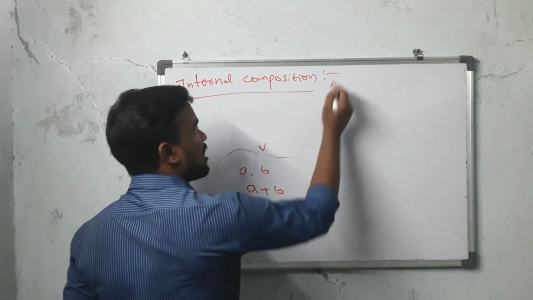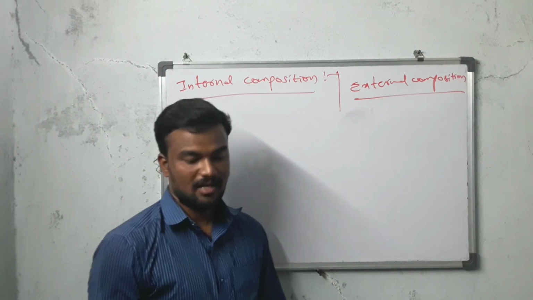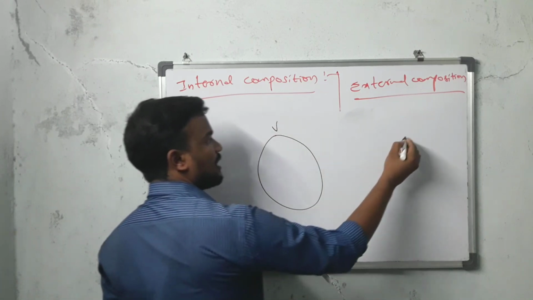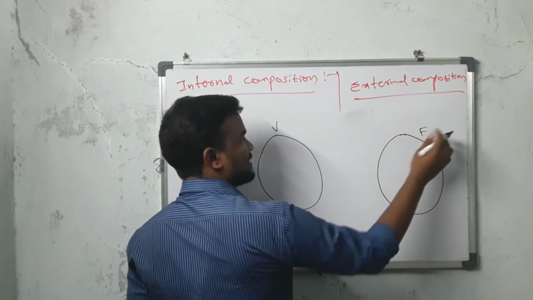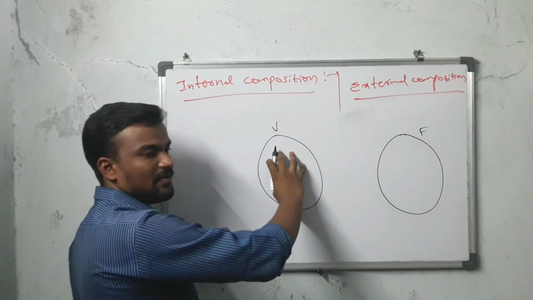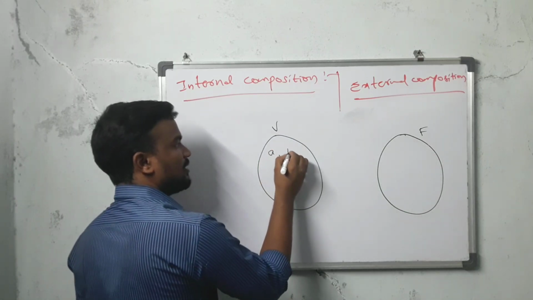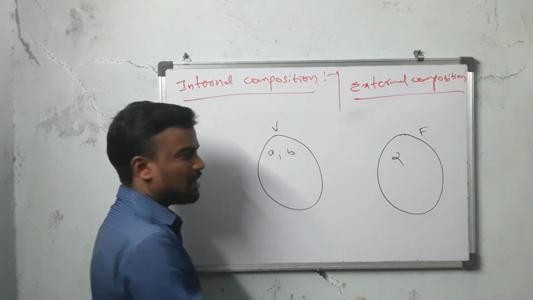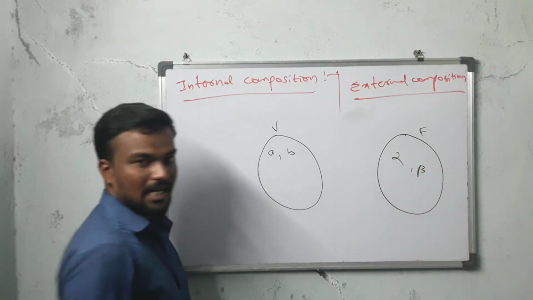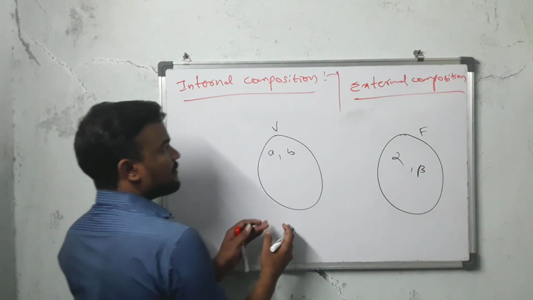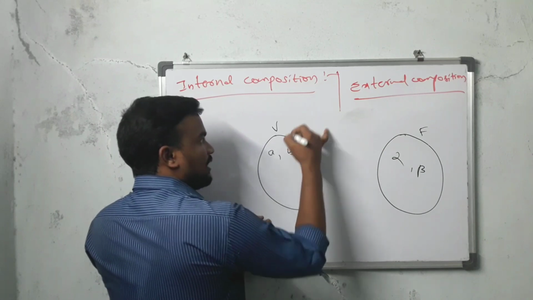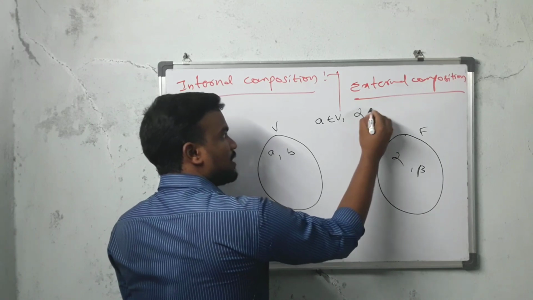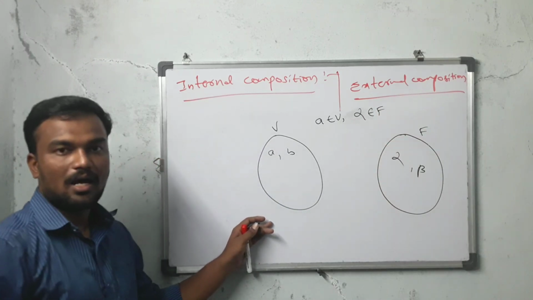Next one is external composition. Now we will see the definition of external composition. Here let us consider two sets. It is a set V, and it is a set of scalars F. V is a set of vectors. Here A, B are the vectors in the set V. Alpha, beta are the scalars in F. External composition means A belongs to V and alpha belongs to F.